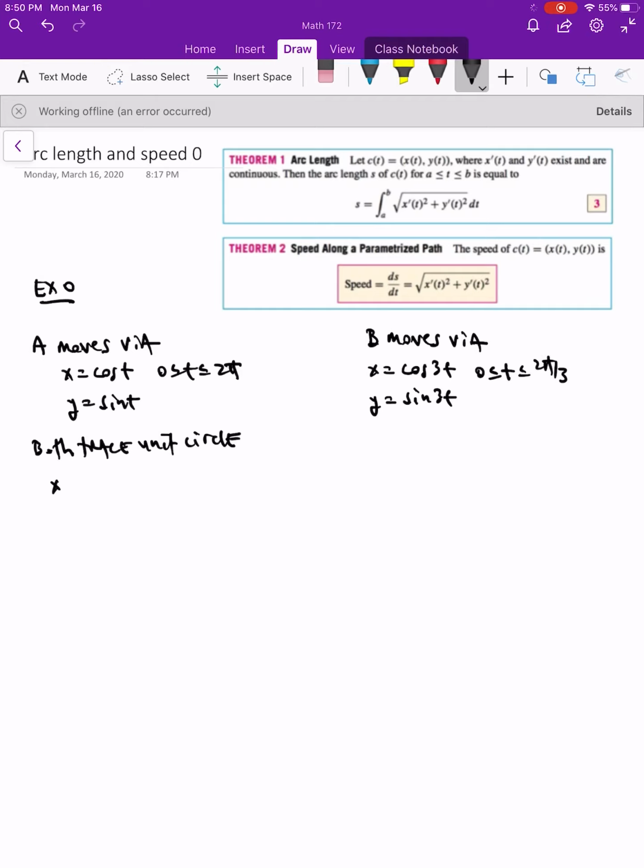You can see that here x squared plus y squared is cosine squared t plus sine squared t, and that's always 1. And likewise for B, x squared plus y squared is cosine squared 3t plus sine squared 3t, and that's equal to 1.